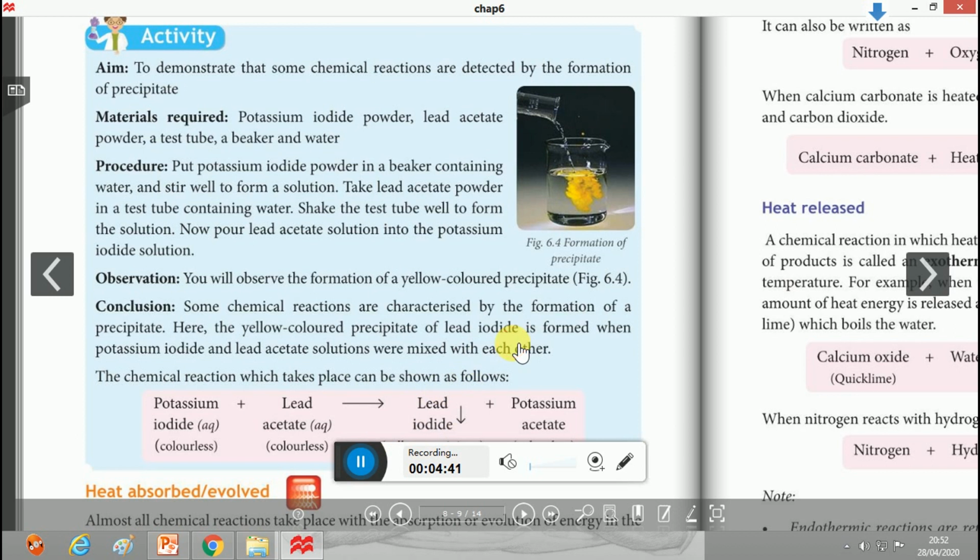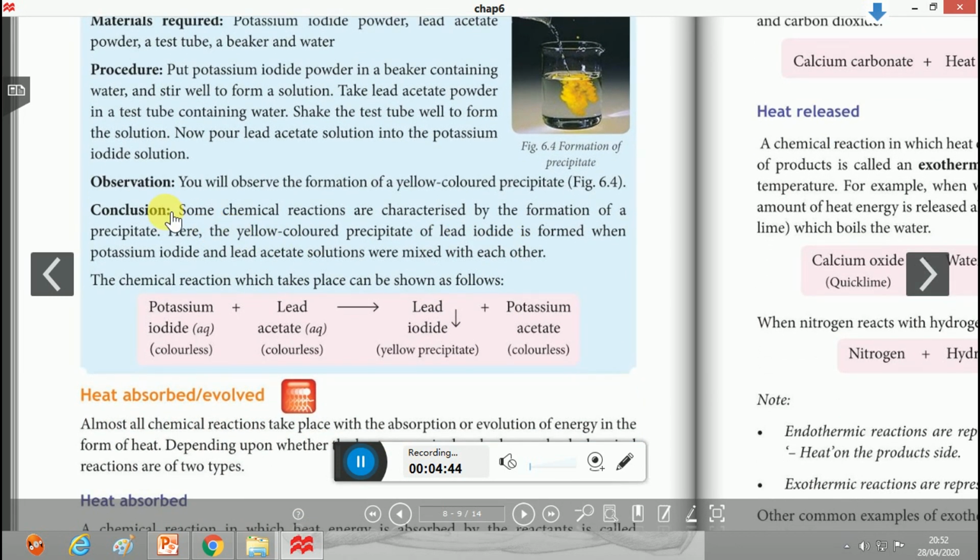So what you have observed is the formation of a yellow colored precipitate. This is clearly mentioned in our book. The conclusion is that some chemical reactions are characterized by the formation of a precipitate. This yellow colored precipitate that formed is lead iodide. You have to mix the lead acetate solution into the potassium iodide solution.